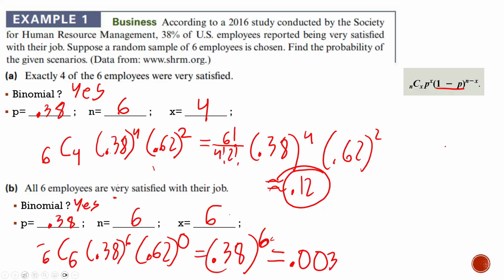You do that, you get 0.003, which is depressing. Most of you are probably employed of some kind. Imagine 5 of your coworkers. The probability that all 6 of you are very satisfied with your job is 3 in 1,000. That's sad, man. Moral of the story: do well in college, you're more likely to be satisfied with your job because it will probably involve dealing with fewer people.